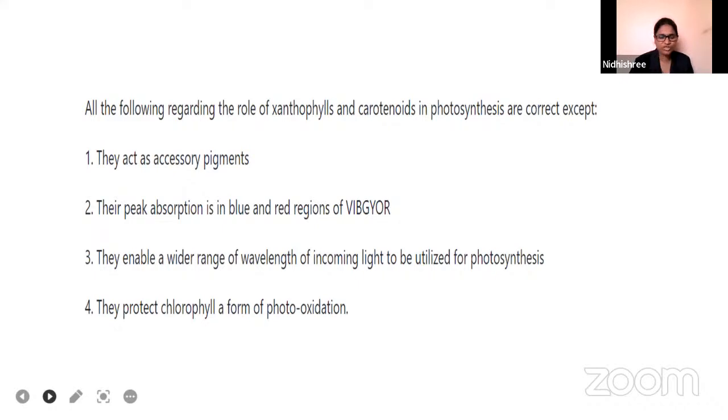Option A, they act as accessory pigments. Option B, their peak absorption is in blue and red regions of light. Option C, they enable a wider range of wavelengths of incoming light to be utilized for photosynthesis. Option D, they protect chlorophyll A from photooxidation.